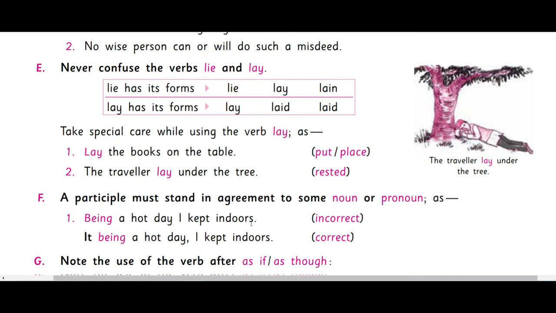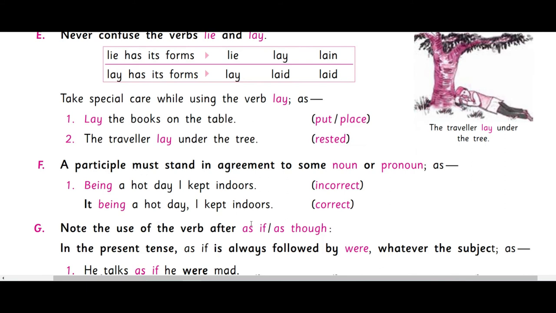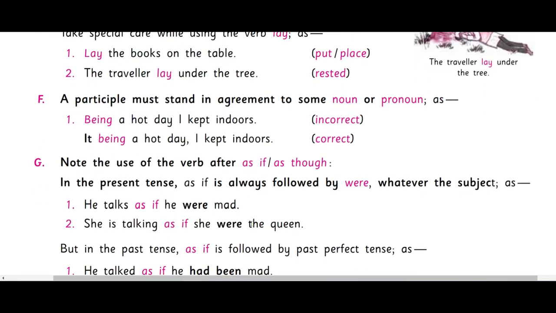A participle must stand in agreement with some noun or pronoun, as in: Being a hot day, I kept indoors. That is wrong, because a participle must stand in agreement with some noun or pronoun. It being a hot day, I kept indoors. That is correct, because a participle cannot stand by itself without a noun. So the noun is required. Note the use of the verbs after as if and as though.